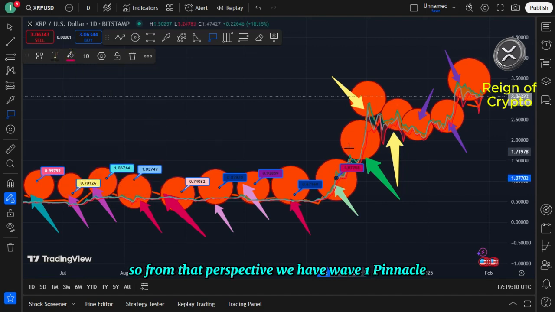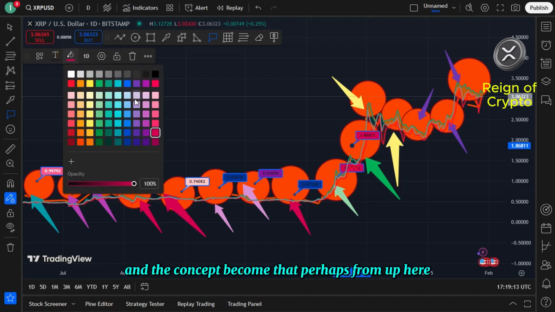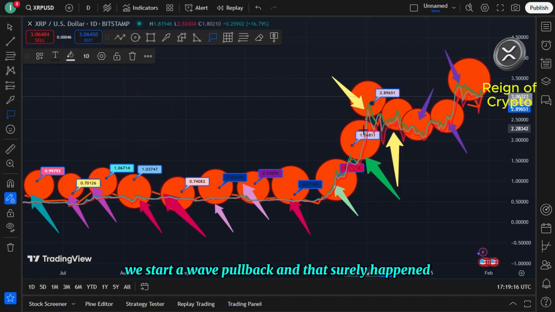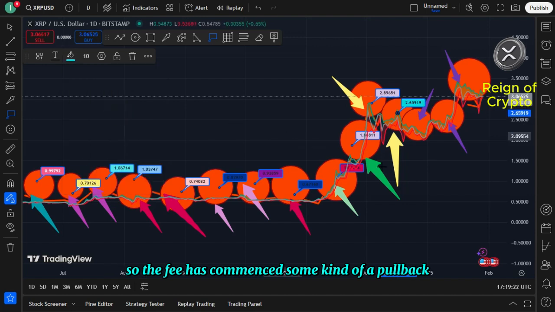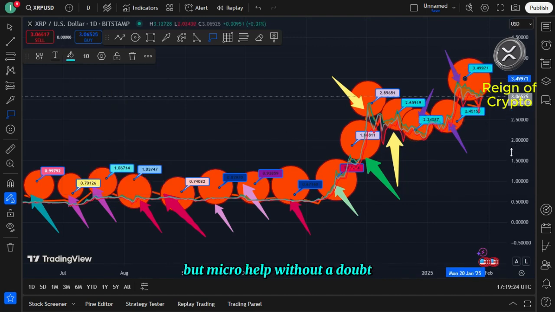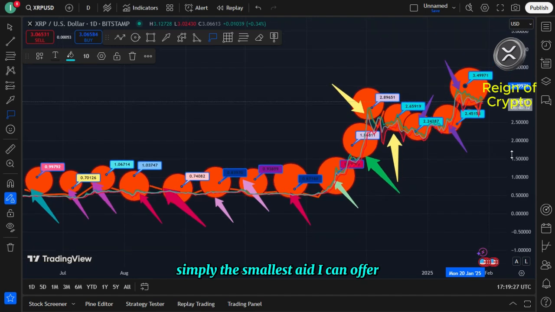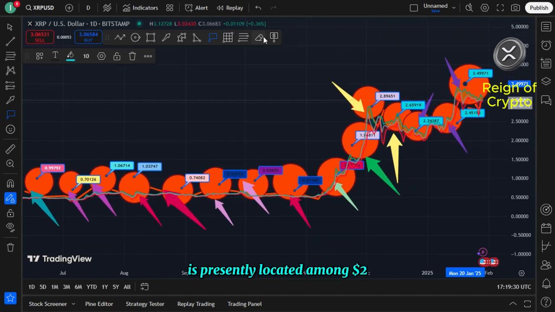So from that perspective, we have a wave 1 top, and the idea was that perhaps from up here, we start a wave 2 pullback. And that actually happened. So the price has started some kind of a pullback, which doesn't look complete, but micro support, without a doubt. The smallest support I can offer is currently located between $2.76 and $2.97. It currently looks like this wave 2 might still be unfolding, but the price should, in the very short term, ideally not break below $2.76 to keep this short-term upside or bullish scenario alive.